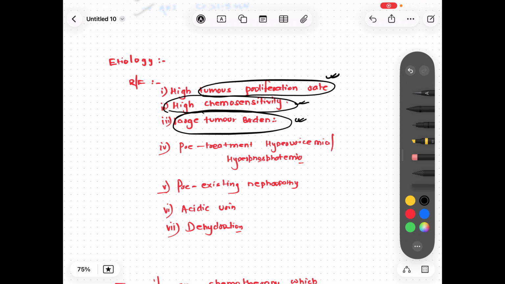And fourth one is the pre-treatment uric acid is high, or the phosphate level is high. So pre-treatment hyperuricemia and hyperphosphatemia. Fifth one is pre-existing nephropathy. If there is pre-existing nephropathy, it is a risk factor. And the patient is dehydrated, or the urine is acidic. These are risk factors for development of tumor lysis syndrome.